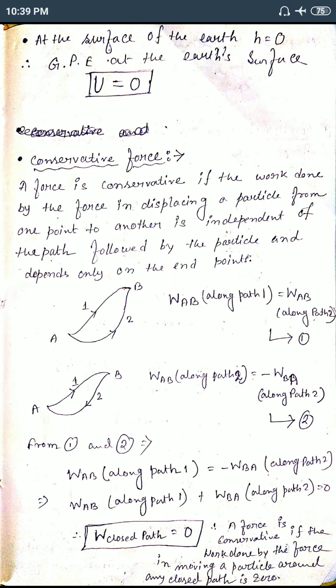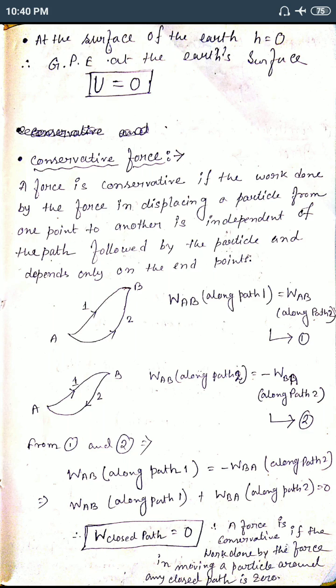So if we calculate the work done by that object or the body via path 2 from A to B, we can write this second equation: W_AB along path 2 equals minus W_BA along path 2. Path 1 will be the same as equation 1, but on path 2 it will move from B to A. If we try to find the work done from A to B, we can write W_AB equals minus W_BA along the same path, both along path 2.